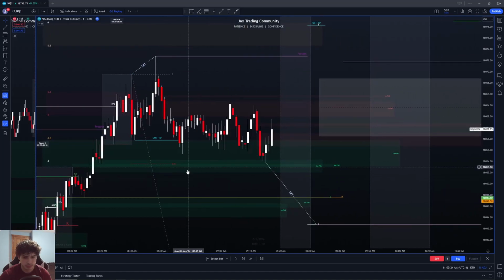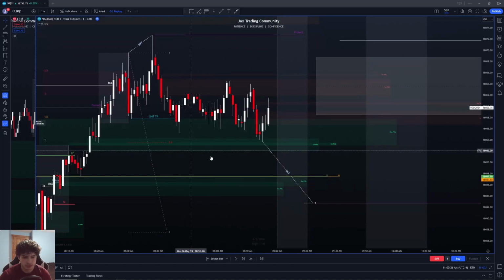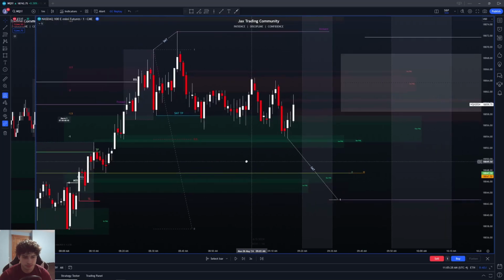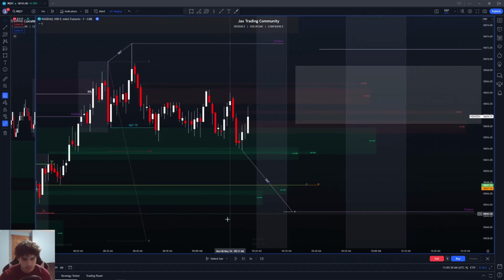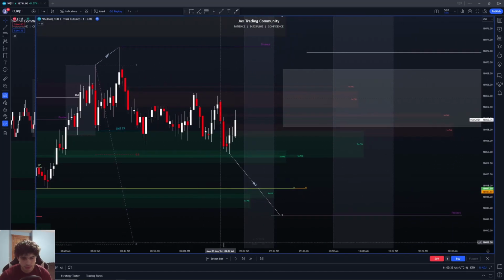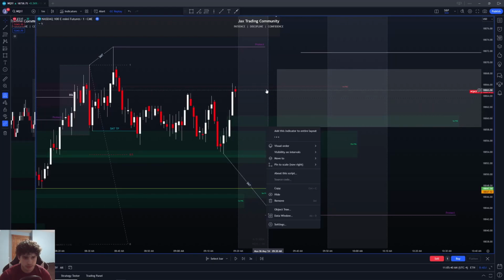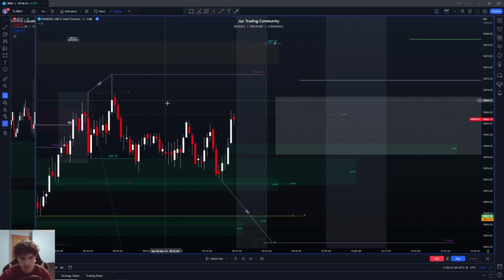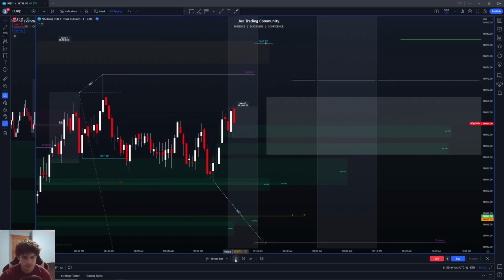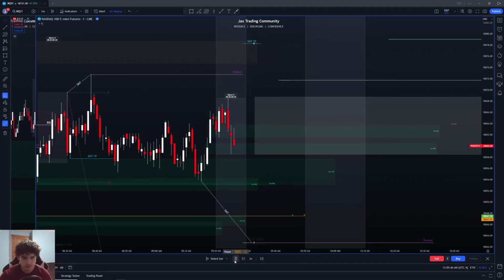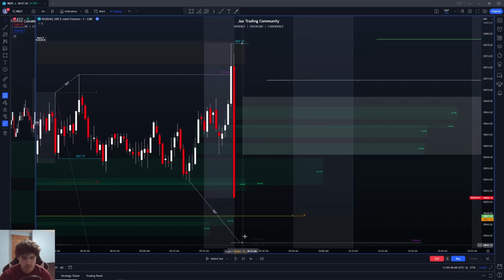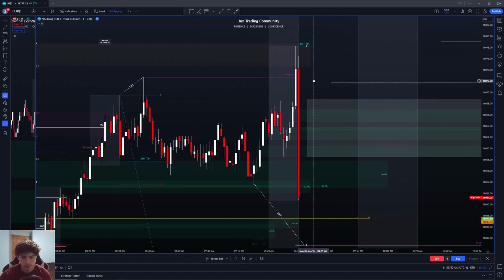But I'd be looking for any sort of long position if we did enter into here. So here we are right here. Let's just see what happens. We have another macro. This is 920 to 930. At 930, market does open. So let's see what happens here. So you can see here's market open.